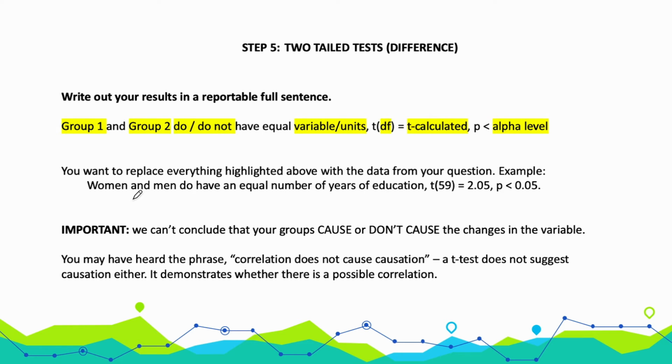So here's an example that's not related to our practice problems. Women and men do have an equal number of years of education. t, and then a degrees of freedom, 59, equals, and here's a t-calculated value, and then here's p, your alpha level. Important, we can't conclude that your groups cause or don't cause the changes in your variable. You may have heard the phrase, correlation does not cause causation. A t-test does not suggest causation either. It demonstrates whether there is a possible correlation, that there might be a relationship between belonging to a group and a difference in a variable outcome.